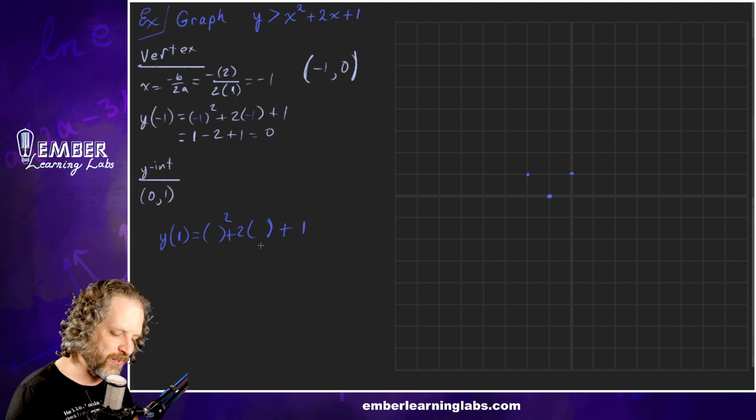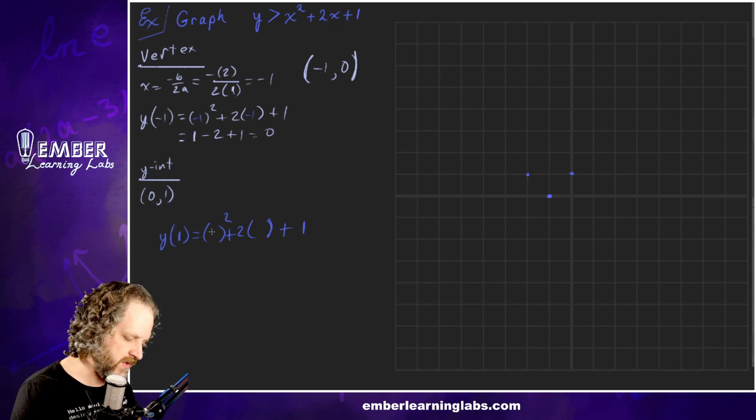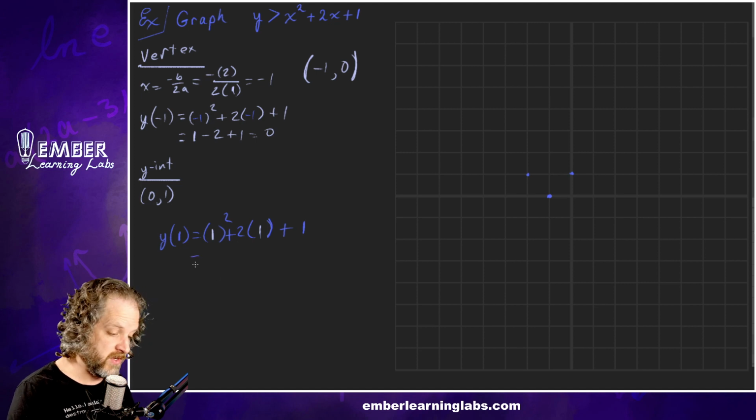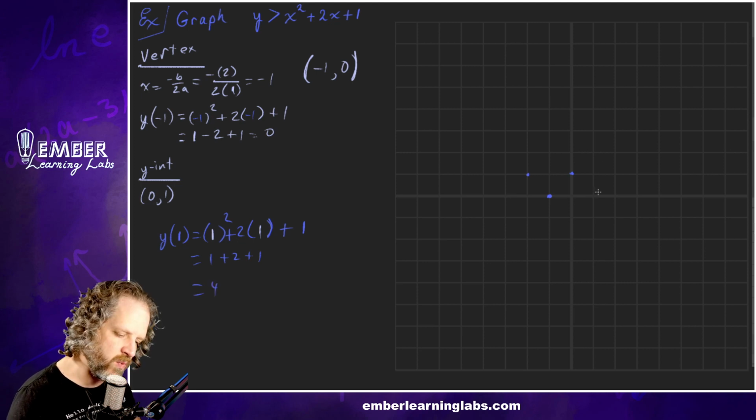All right, we're going to plug a 1 in for each one of these. 1 squared is still 1. 2 times 1 is still 2. Plus 2 plus 1. So we get 1 plus 2 plus 1, which is 4. So the point is (1, 4).